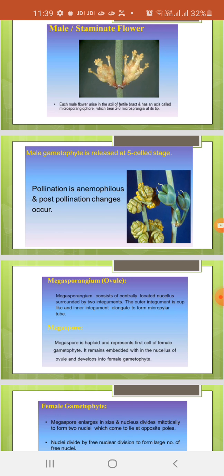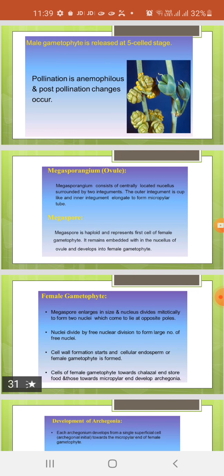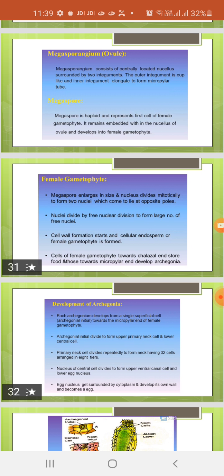The megaspore is haploid and represents the first cell of the female gametophyte. The female gametophyte megaspore enlarges in size and the nucleus divides mitotically to form two nuclei, and the nuclei divide by free nuclear divisions to form a large number of nuclei. The cells of the female gametophyte towards the chalazal end store food, and towards the micropylar end develop the archegonia. Archegonia are the female sex organs.